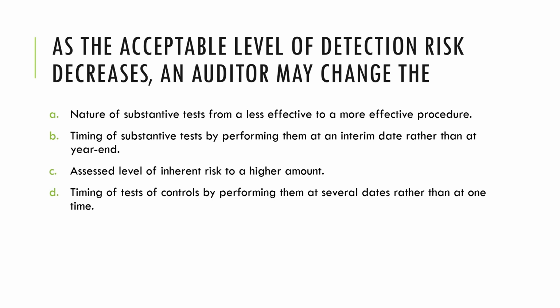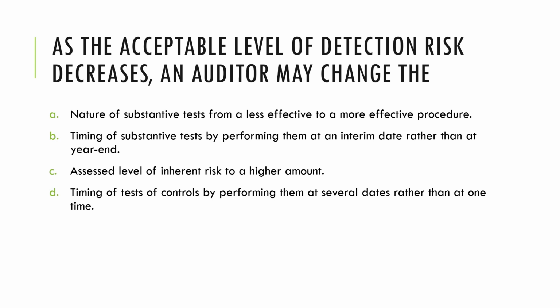Next, as the acceptable level of detection risk decreases, an auditor may change... And to this we recall the audit risk model, where we say the audit risk is equal to the risk of material misstatement multiplied by the acceptable level of detection risk, and where we point out that the acceptable level of detection risk is the only risk controllable by the auditor. That's why we call it acceptable level. It denotes the ability of the auditor to control detection risk, and the auditor controls the response to the acceptable level of detection risk by looking at nature, timing, and extent of audit procedures.